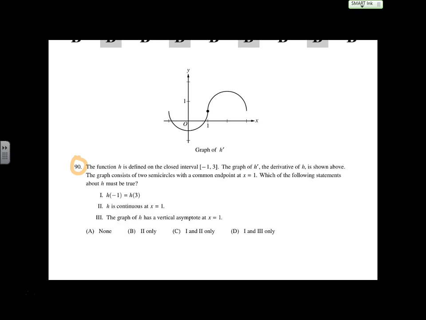Every single one of these answer choices, you guys should know this right away. Each of these has h, but what's the graph of h prime? So we need to remember this is the graph of the derivative, y equals h prime of x. It shows two semicircles with a common endpoint. x equals 1 is describing the graph, letting us know those truly are semicircles. Which of the following statements about h must be true?